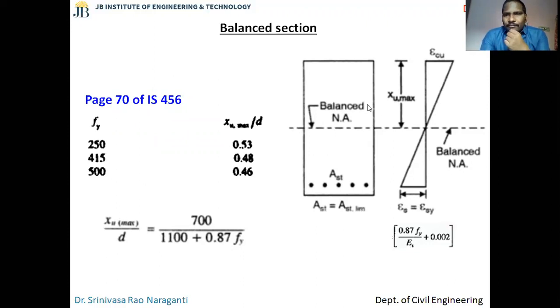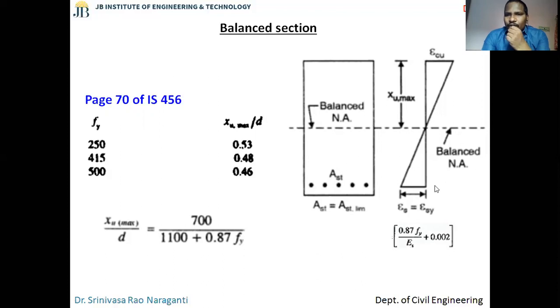Balanced section means when you cast a beam and apply the load, the strain in the concrete, that is 0.0035, and the strain in the steel, say approximately 0.002, both reach at the same time. That means the maximum strain in the concrete and the maximum strain in the steel will reach at the same time. Then we call this a balanced section. When it reaches, they basically fail. That's the maximum strain we are allowing. Once that is reached, the material will fail.